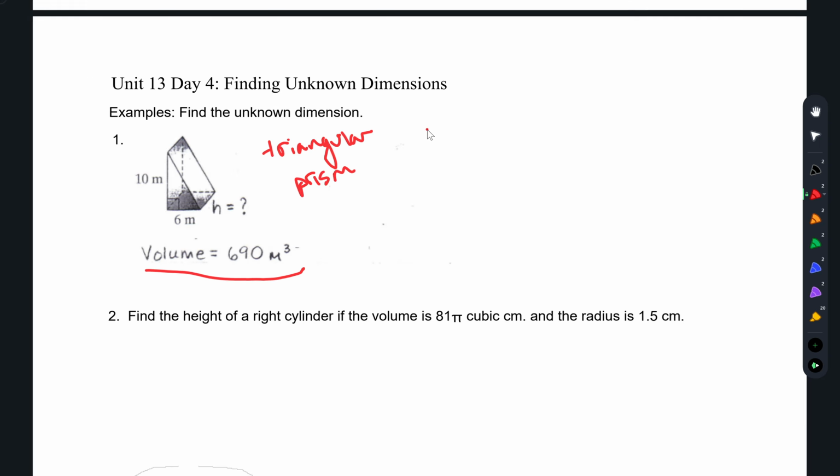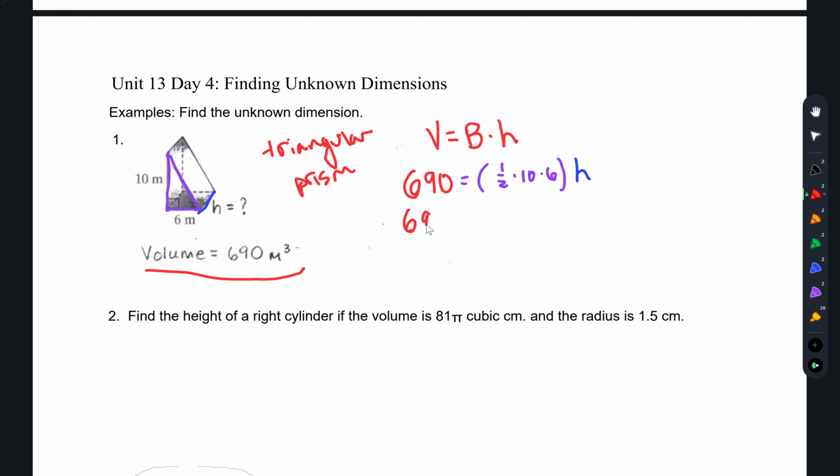So we are going to write the volume formula for a triangular prism, which is base times height. From there, all I have to do is fill in all of the different pieces. So my volume is 690. The area of my base formula is going to be for a triangle, 1/2 base times height. And then the height of my prism is what we're trying to find. We're going to leave that as h.